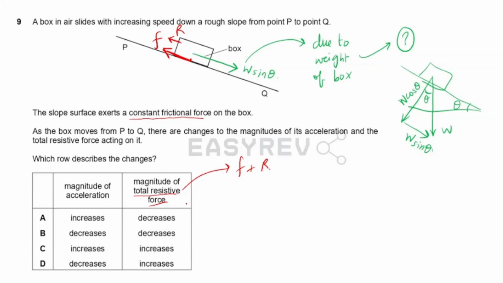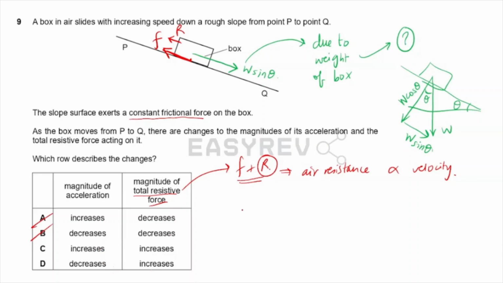Now, while friction stays constant, what isn't constant is the air resistance. Air resistance is something that is proportional to the velocity of the object. So the faster it moves, the larger the value of air resistance becomes. So in that sense, the magnitude of the total resistive force continues to increase as the box goes from P to Q. So we can cancel out options A and B. So we're left instead with C and D.